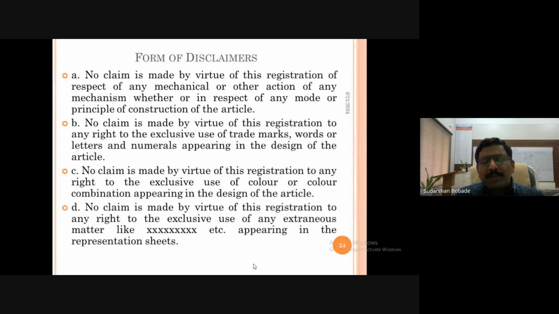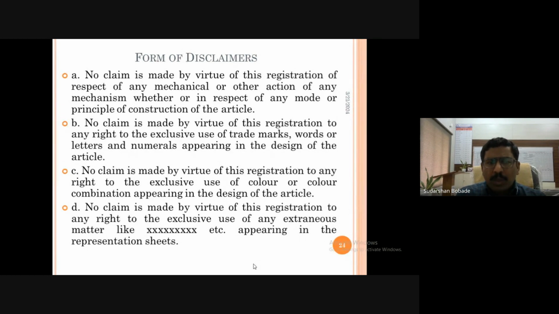Second one, no claim is made by virtue of this registration to any right to the exclusive use of trademarks, words or letters and numerals appearing in the design of the article. Suppose I have a granted certificate in which the design contains some trademark, some typical word phrases or letters related to one typical brand, say Mahindra and Mahindra. Then what will happen? That design will never be accepted by Tata, Hyundai or any other automobile industry.